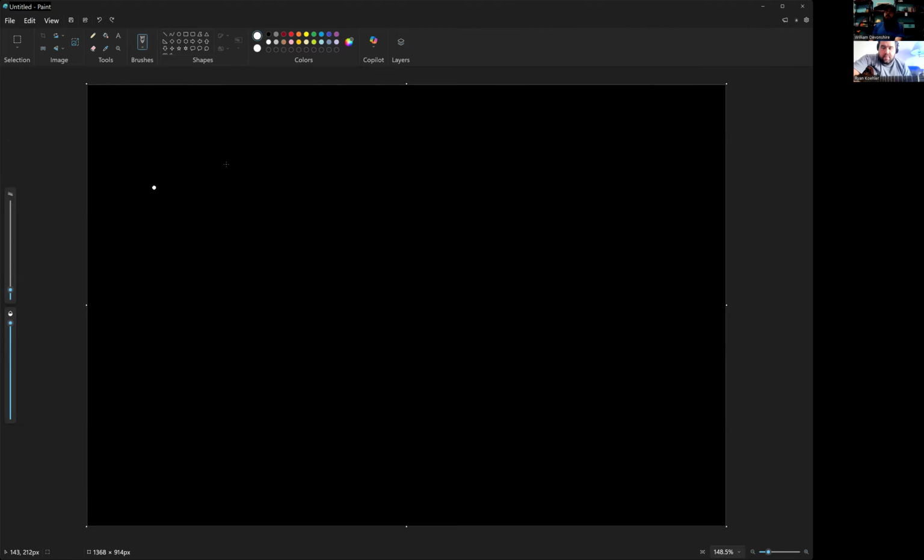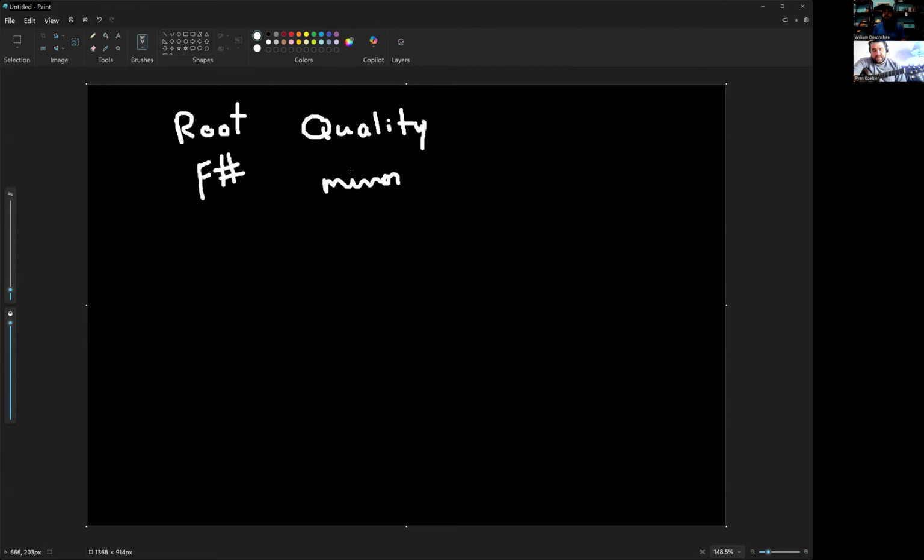So we're talking about root quality. Root quality is literally what it says. What is the root? When you say F sharp minor chord, the root would be F sharp, and the quality would be minor. That makes sense. When somebody says F sharp minor, they're doing root quality chord explanation.